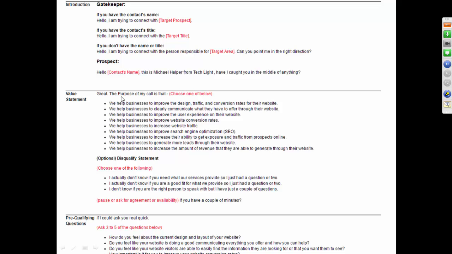So great. Hey, the reason why I'm reaching out to you is that we help businesses to improve the design, traffic, and conversion rates for their website, period. You just choose one of these. You don't have to say all of them. These documents use a lot of bullet points, so you can pick what you want.